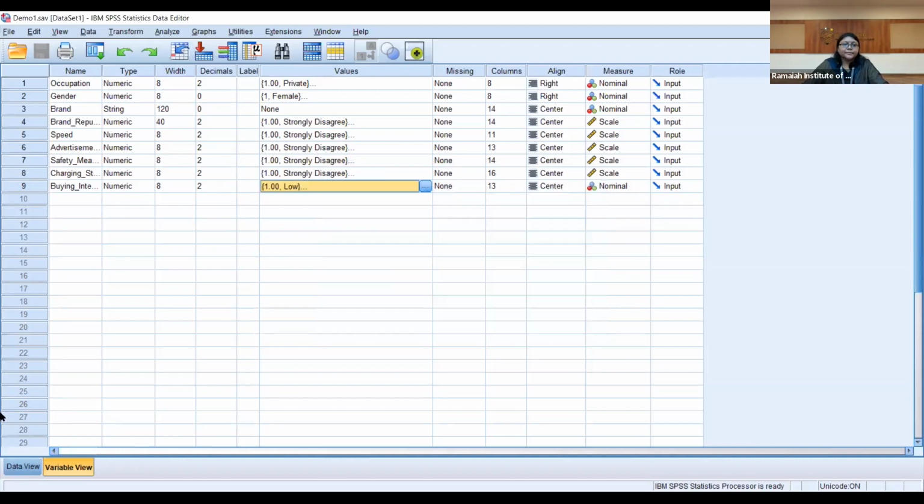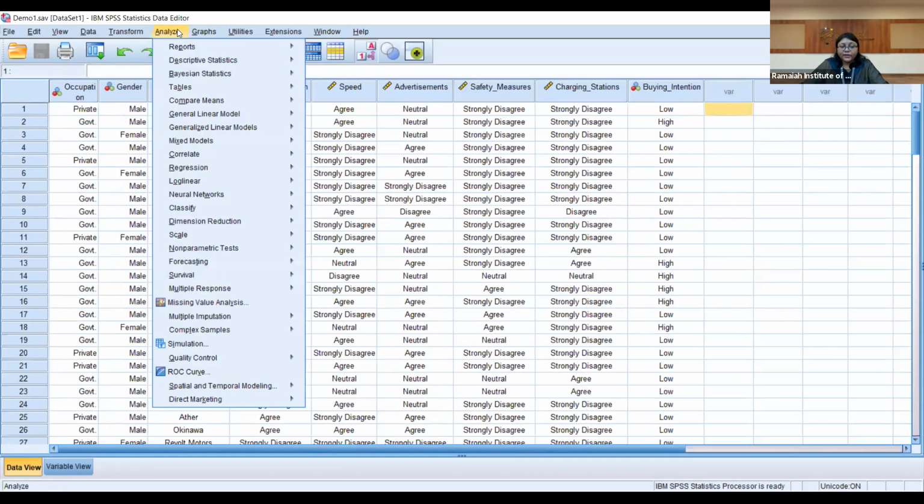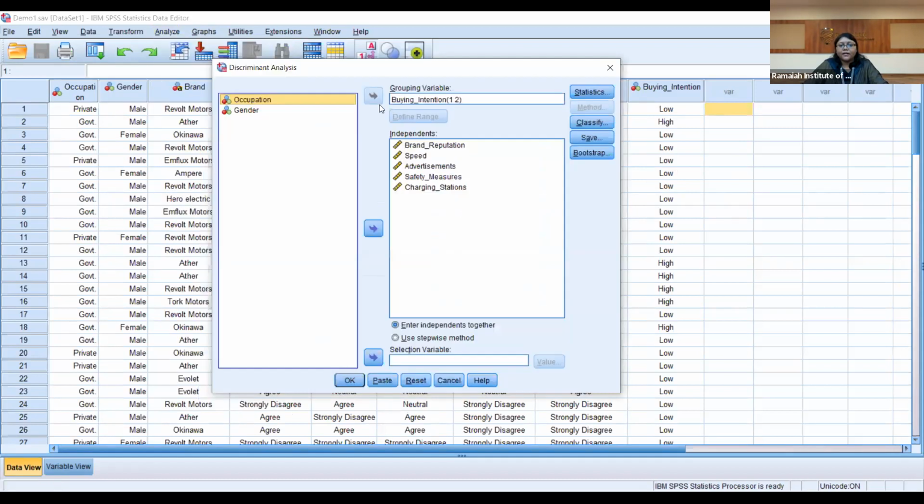Now, in this case, let us go ahead with the analysis. We have to go to Analyze, Classify, and in Classify, we have this Discriminant Analysis. Okay, fine. So all my variables are available in this box.